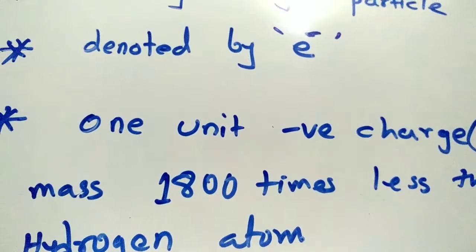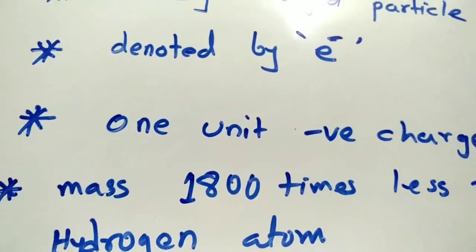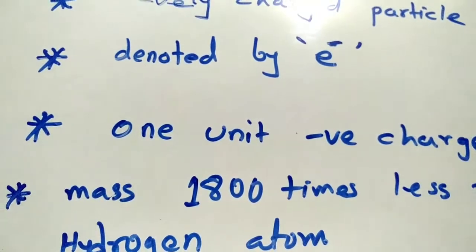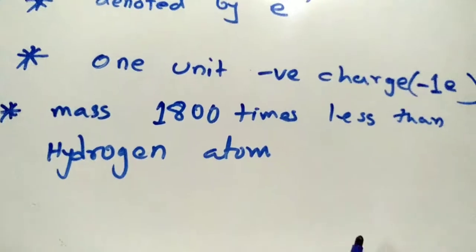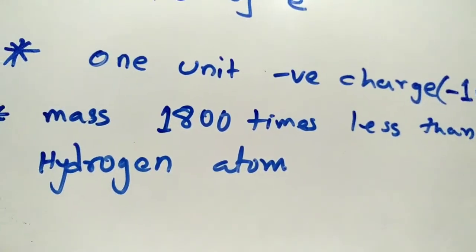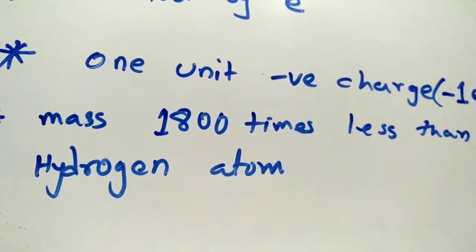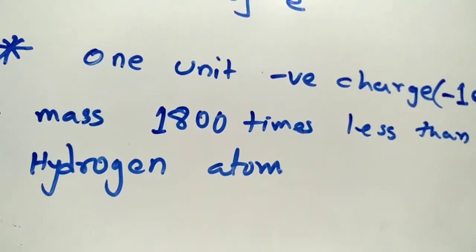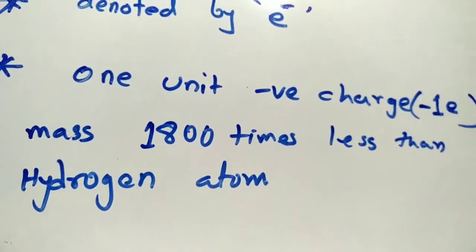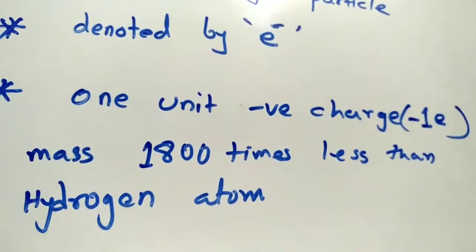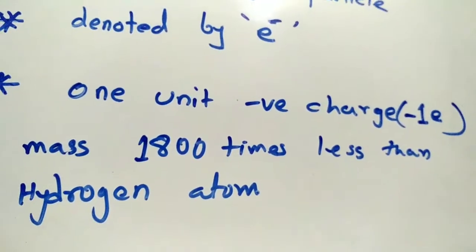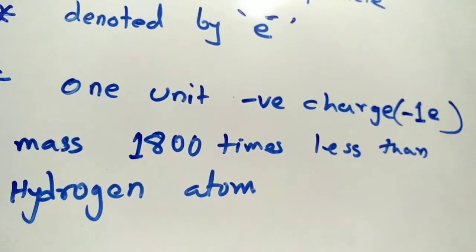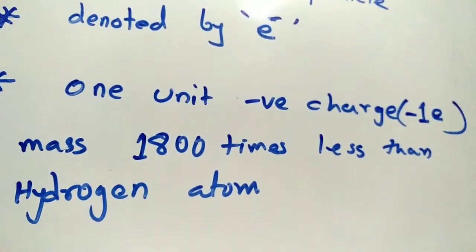The mass of an electron is 1800 times less than that of a hydrogen atom. That's why the mass of an electron can be treated as negligible. Why? Because its mass is 1800 times less than a hydrogen atom.